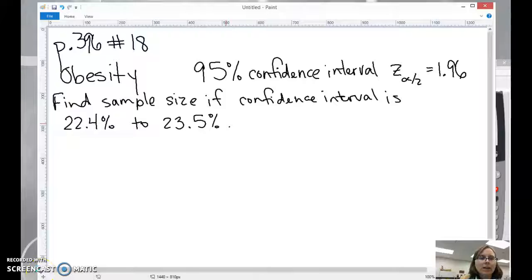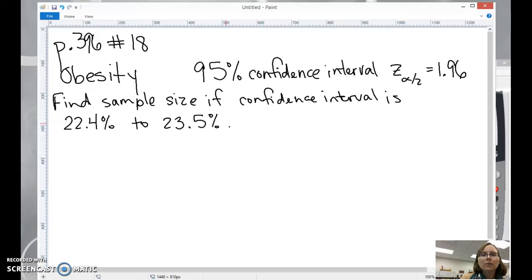Section 7.3, number 18. Obesity is defined as a body mass index of 30 kilograms per meter squared or more. A 95% confidence interval for the percentage of U.S. adults ages 20 years and over who were obese was found to be 22.4 to 23.5%. What was the sample size?